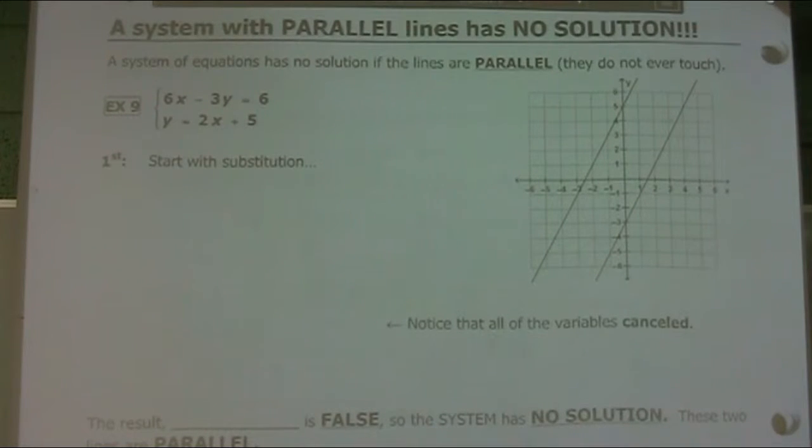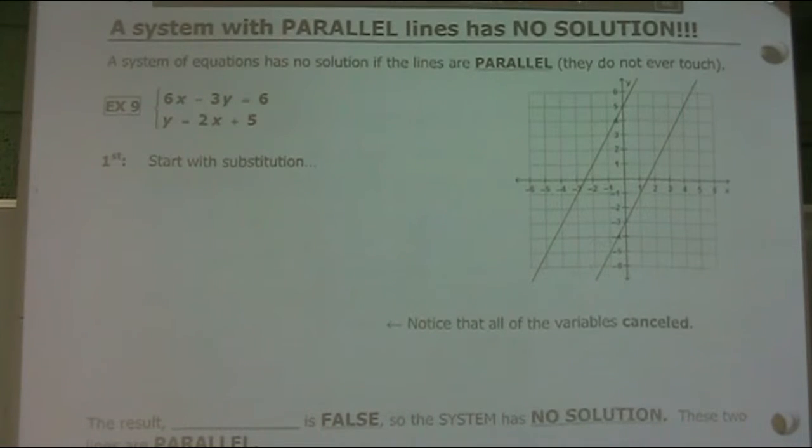Now, parallel lines never intersect. And so remember, our solution is the point of intersection of two lines. Well, if they don't ever intersect, there is no point of intersection and there is no solution. And so these two equations, when we solve them as a system, are going to have no solution.